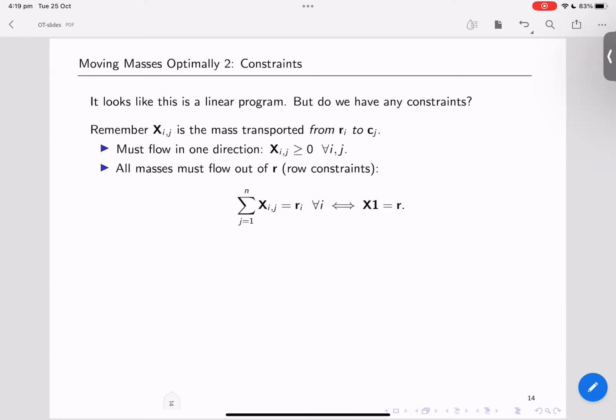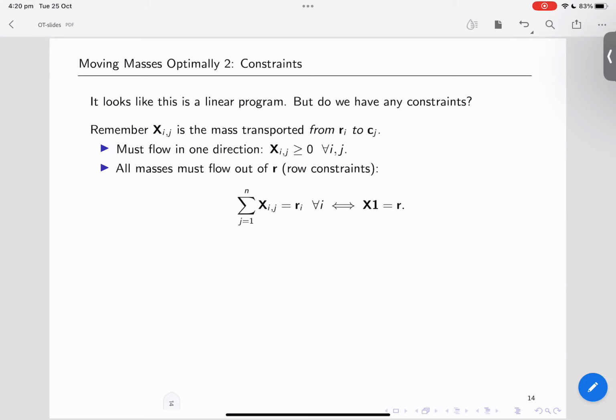So if you sum over j, meaning you sum over the column entries of the same row, that means you sum over all the masses flowing out of Ri, correct? And that should be equal to Ri, right? Because at the end, there shouldn't be anything left in Ri, which is why we have this constraint of X times one equals R, right?